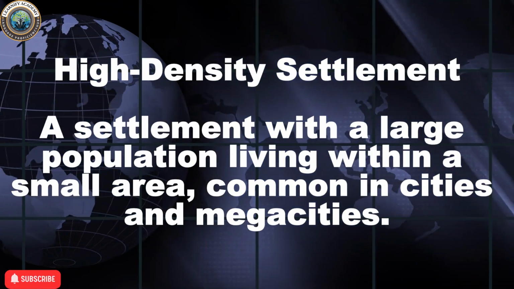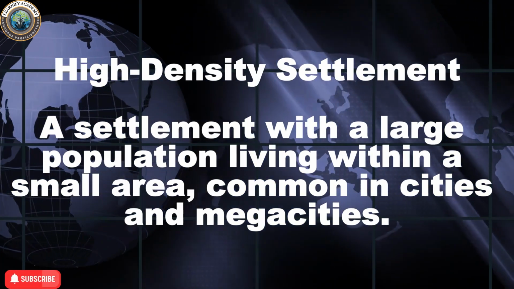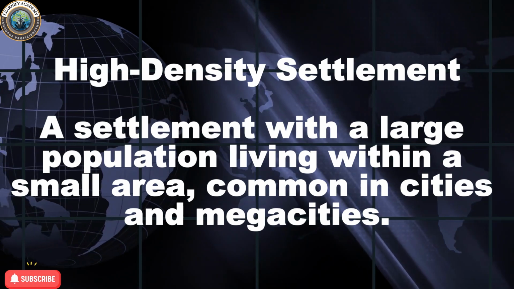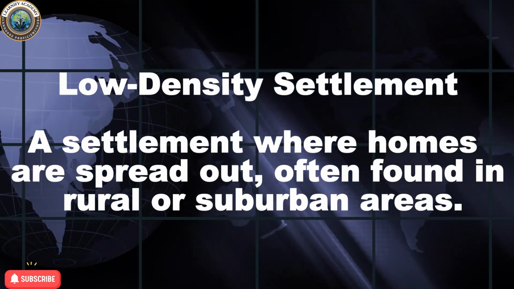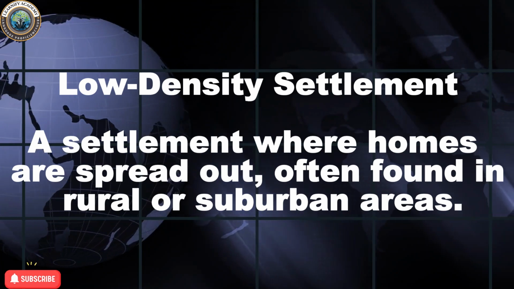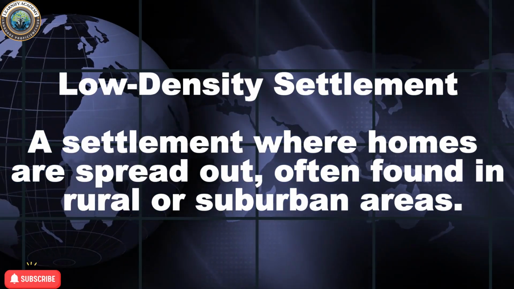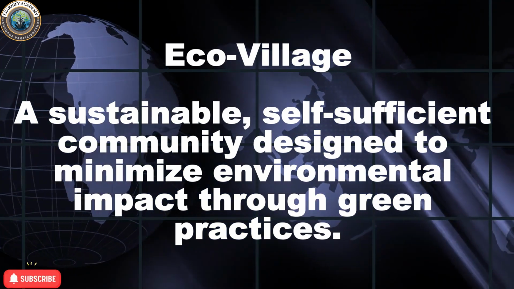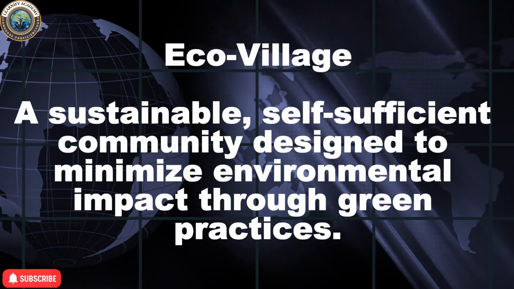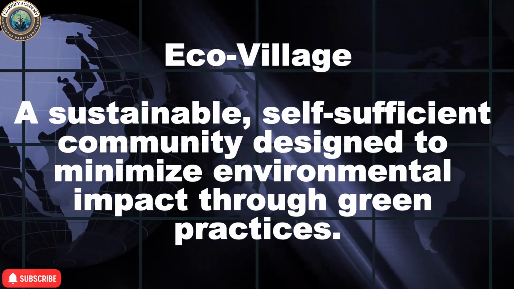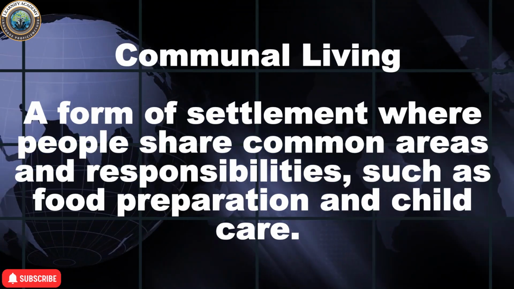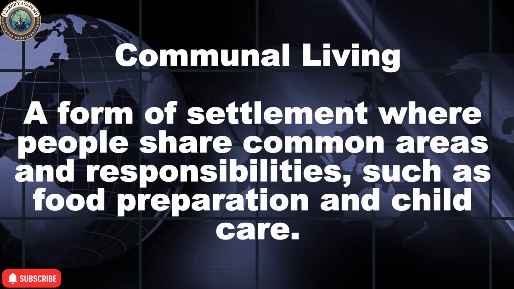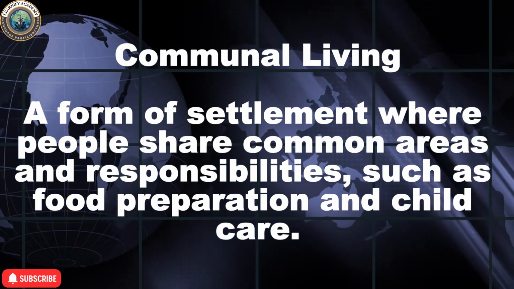High-density settlement, a settlement with a large population living within a small area, common in cities and megacities. Low-density settlement, a settlement where homes are spread out, often found in rural or suburban areas. Eco-village, a sustainable, self-sufficient community designed to minimize environmental impact through green practices. Communal living, a form of settlement where people share common areas and responsibilities, such as food preparation and child care.